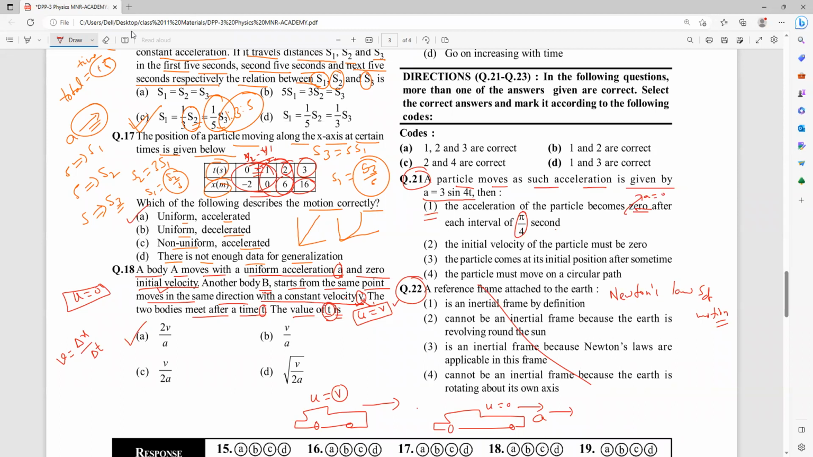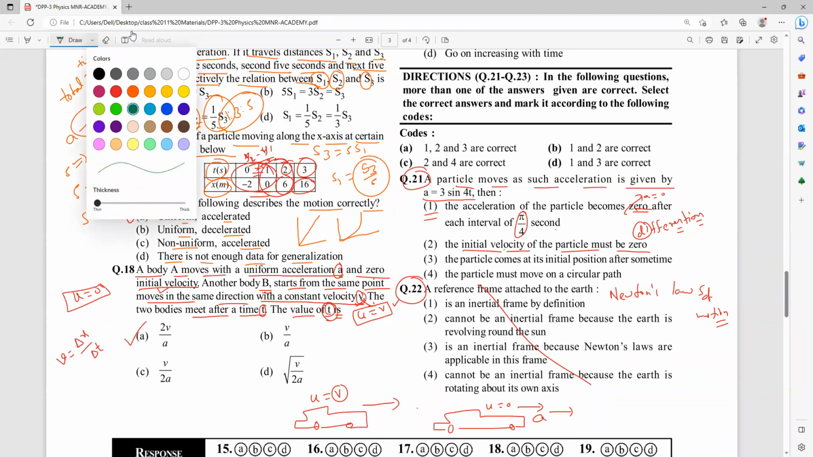Next, they're asking whether the initial velocity of the particle must be 0. Acceleration is given and they're asking for velocity, so we have to apply differentiation or integration. That is the first thing to find. Differentiation or integration? They are giving acceleration and asking for velocity, so we have to do the reverse.